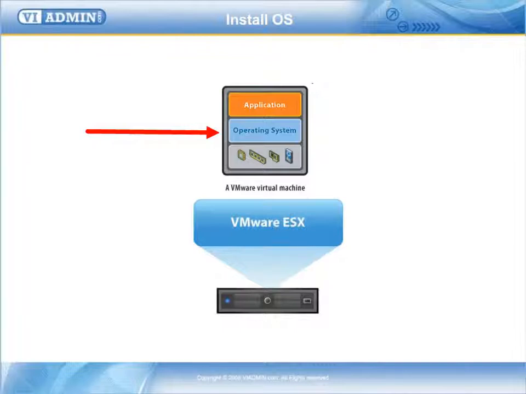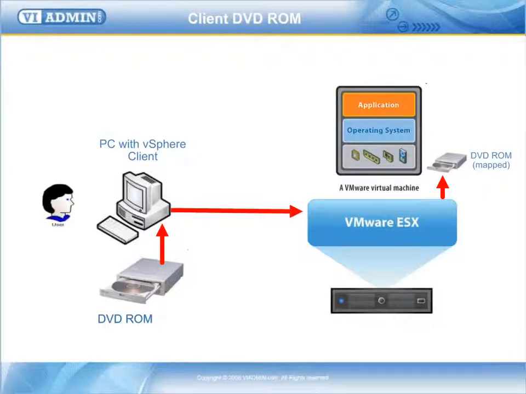There are 4 ways to put an operating system on our blank server. The first one is to install the operating system using the client device option, which basically means you insert the DVD into your local workstation DVD ROM, and ESX Server maps that device to the VM in a way so that the VM can boot off that DVD media.